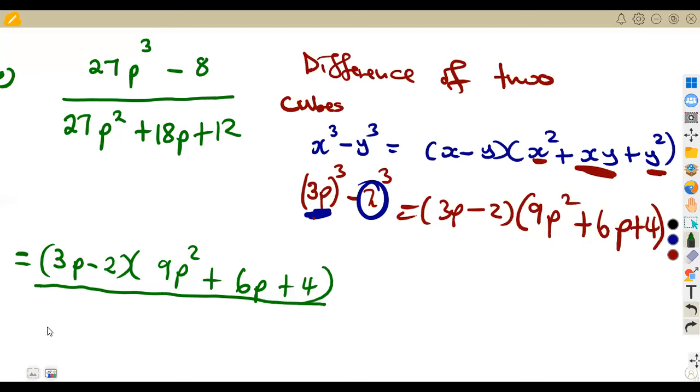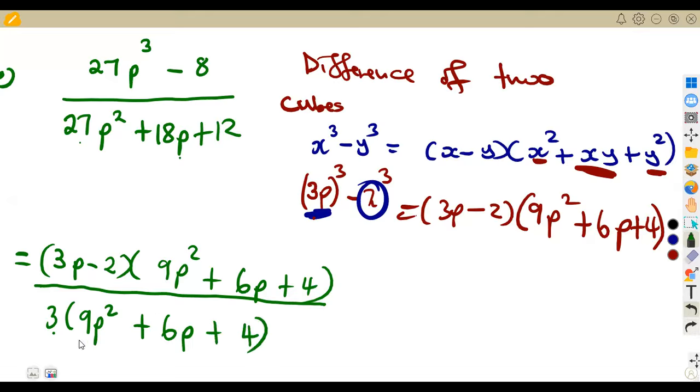So you can factor out the highest common factor, which is 3. 27 divided by 3 is 9, so this will be 9p squared. 18 divided by 3 is 6, and there's a p, so it's going to be 6p. 12 divided by 3 is 4, so this is just going to be plus 4.